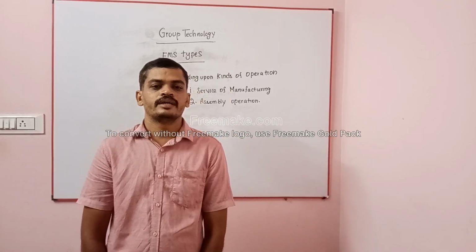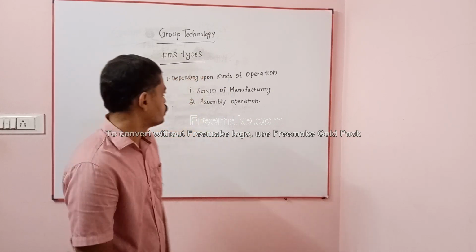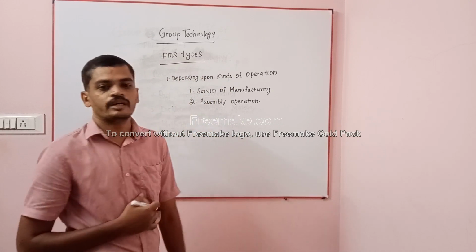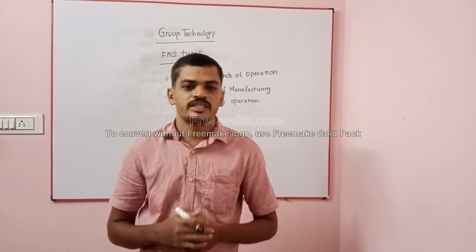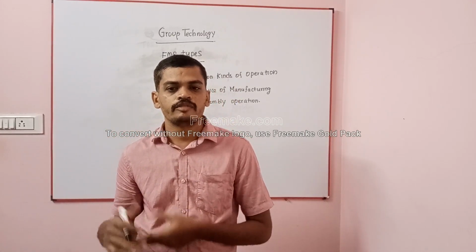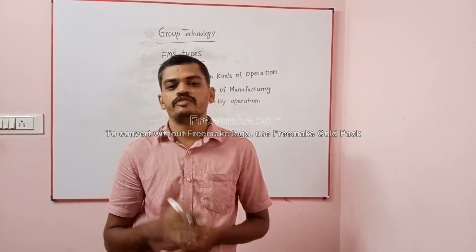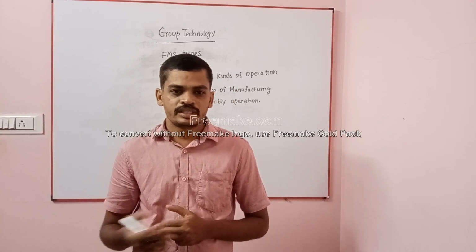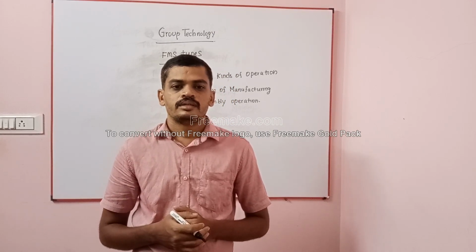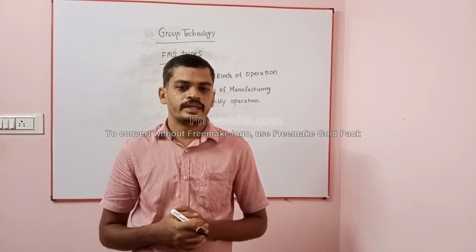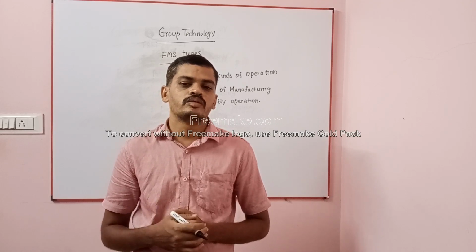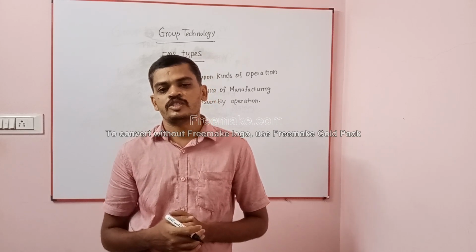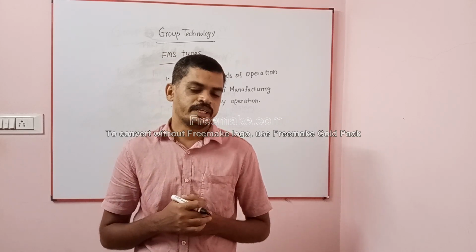Next one is depending upon the kinds of operation. It has two types. The first one is processing operations. Second one is assembly operations. Processing operations convert the working material from one stage to another, moving towards the final desired component or product, adding value by modifying the structure, properties or appearance of the starting material. The joining processes include welding, brazing, soldering, bonding, rivets, press fitting and expansion fittings.